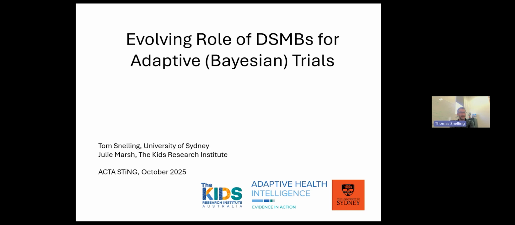So as Sabine said, both Julie and I have experience with designing adaptive trials, and we also have experience sitting on data safety monitoring boards. So we wanted to present our experience and our opinions about the role of DSMBs specifically for adaptive trials. We very much work in designing Bayesian trials, so this will be very much with that flavour, although a lot of the points we make will be applicable to frequentist adaptive designs as well.